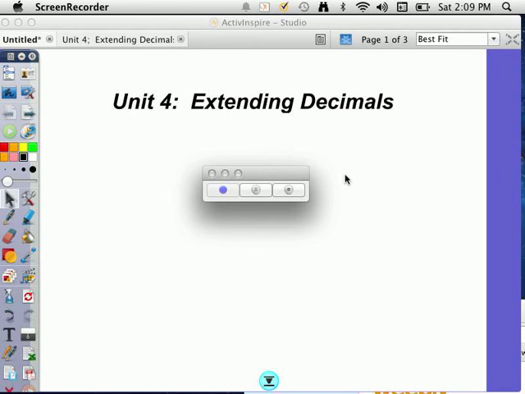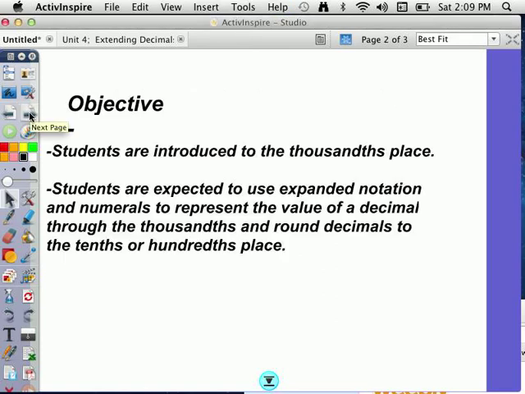Welcome to Unit 4, Extending Decimals. This is Mr. Valentine, and in this unit we will be discussing place value through the thousands. For this lesson, students are introduced to the thousands place. They are expected to use expanded notation and numerals to represent the value of a decimal through the thousands and round decimals to the tenths or hundredths place.